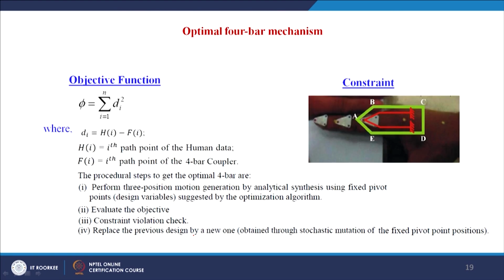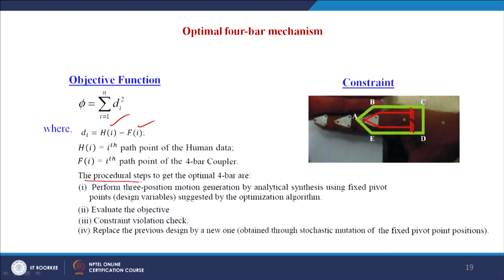Now coming to the objective function, we have framed the objective function such that the discrepancy between the human path and the coupler path, thus phi equals the summation from i equal to 1 to n of di square, where di is the discrepancy of the human point at that instant and the coupler point at that instant i.